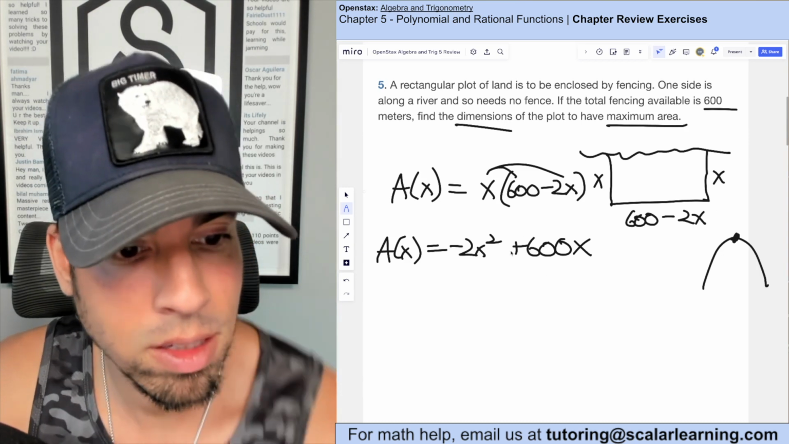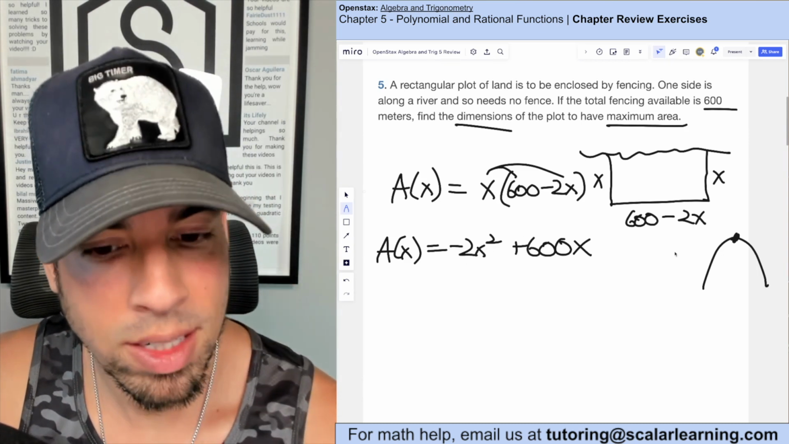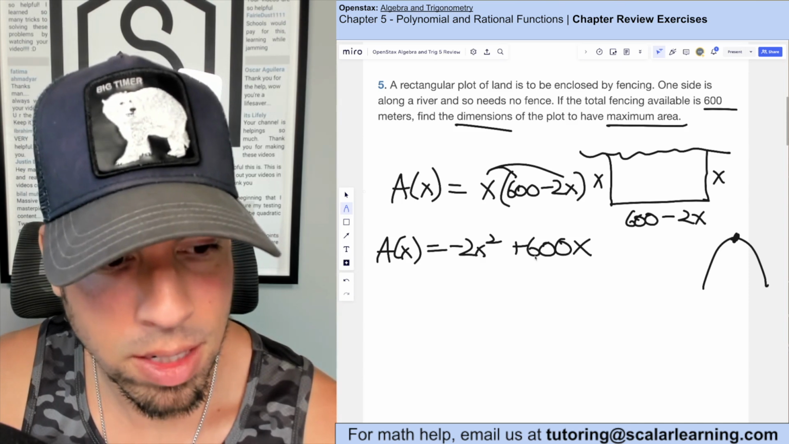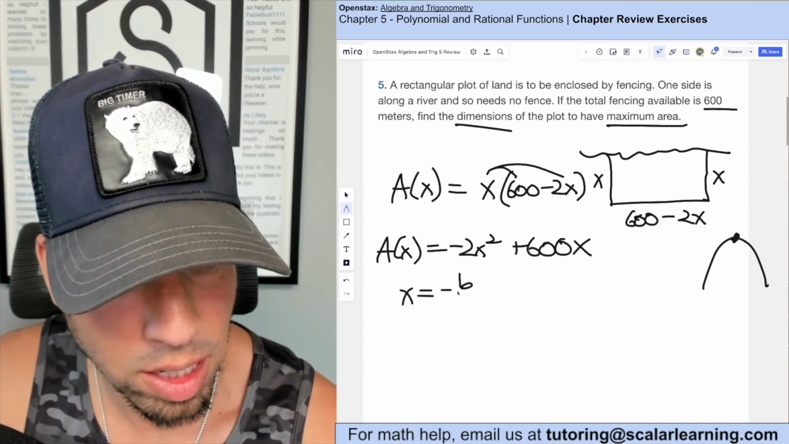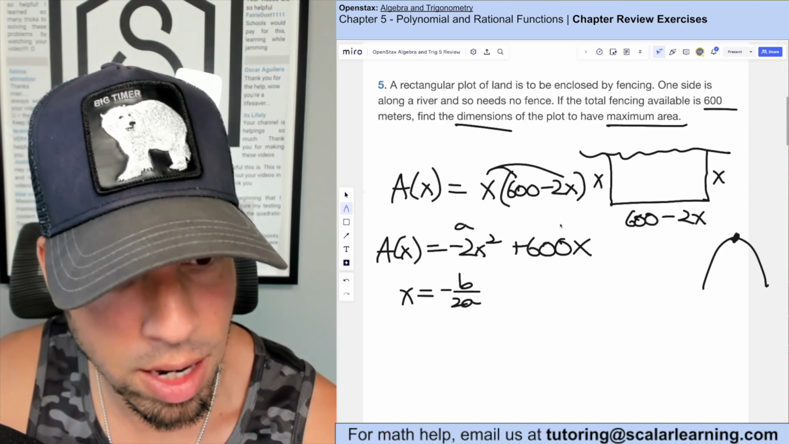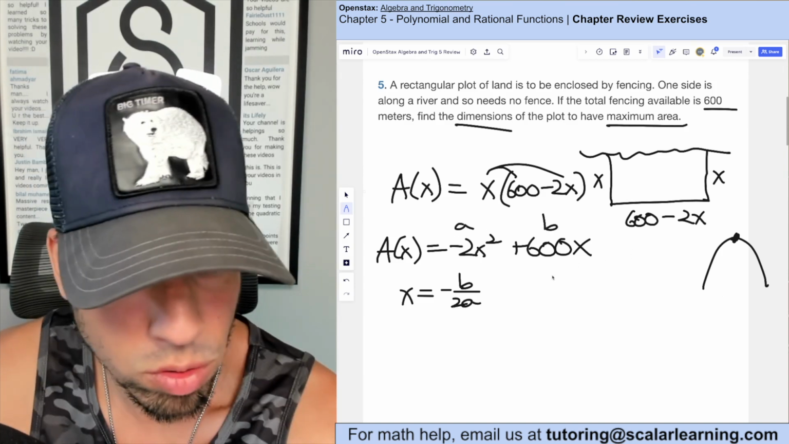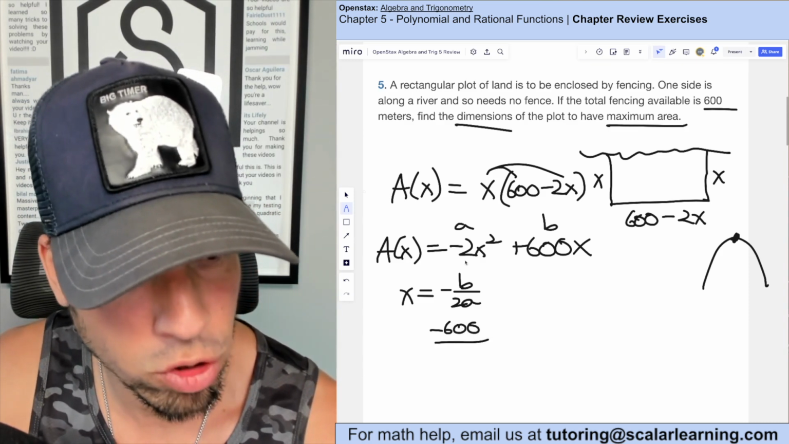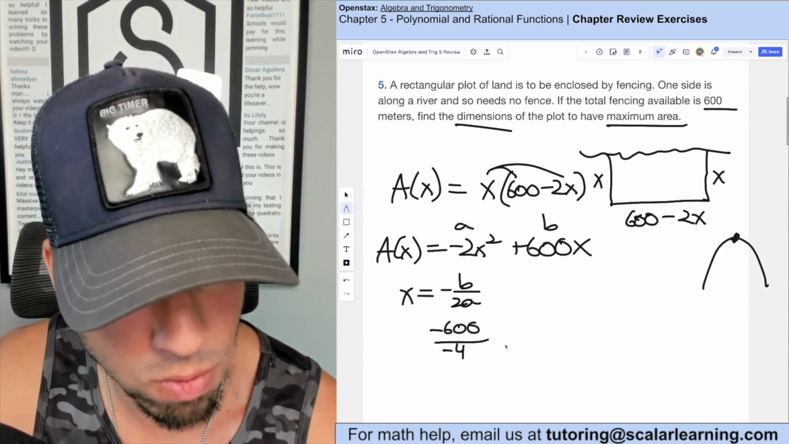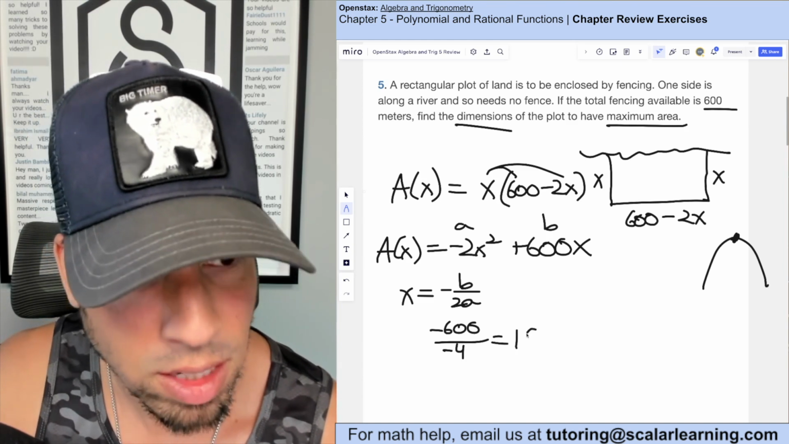So in this form here, we can get the vertex by finding negative b over 2a, because the x value of the vertex occurs at negative b over 2a, where this is a, this is b, and c is 0. There is no c term here, so it's 0. So negative b is negative 600 over 2a. 2 times negative 2 is negative 4. And then you simplify that, that's 150.